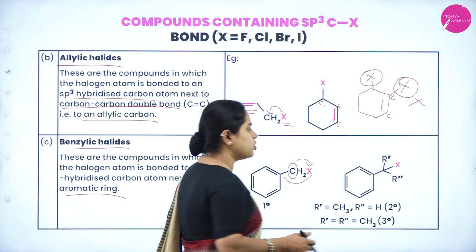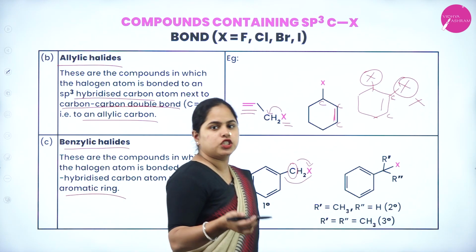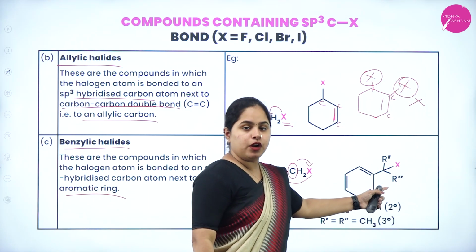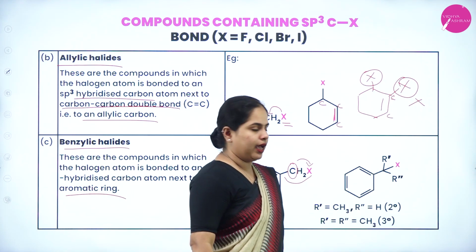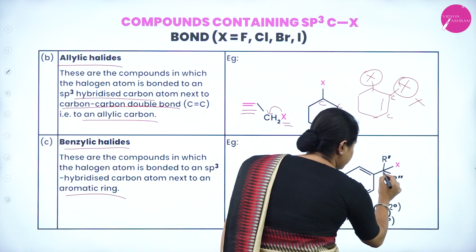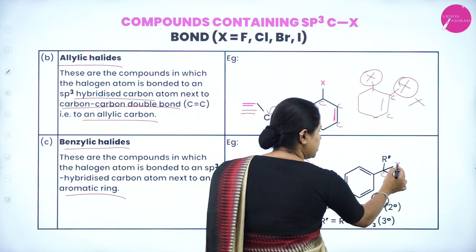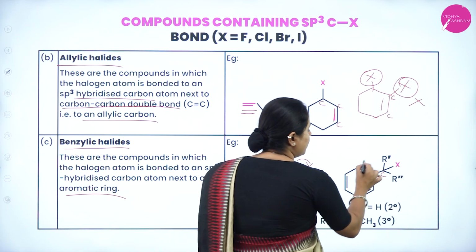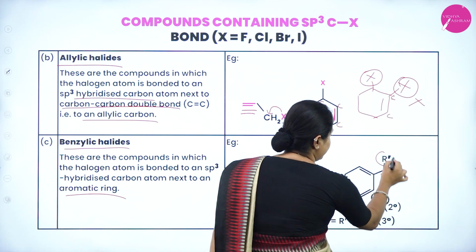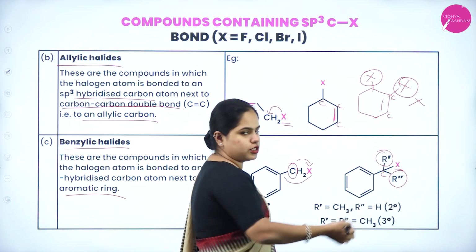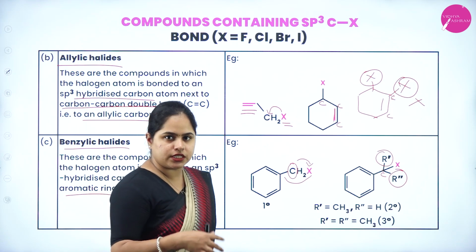Here also it can be primary, secondary or tertiary based on the alkyl groups which are present. So this is an example of a tertiary benzyl halide. Why? There is a carbon atom present at this junction. The halogen is attached to this carbon atom, which is further attached to one alkyl group, a second alkyl group, and the third, the whole aryl group. So basically it is further attached to 3 carbon atoms.